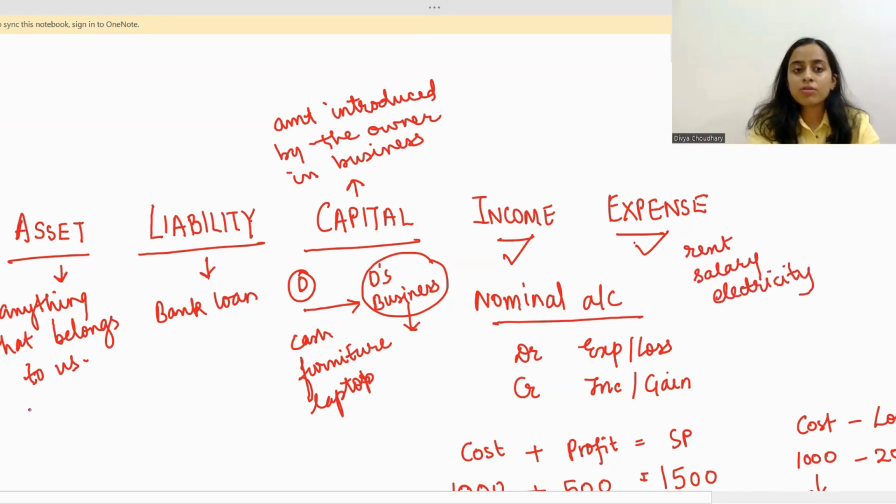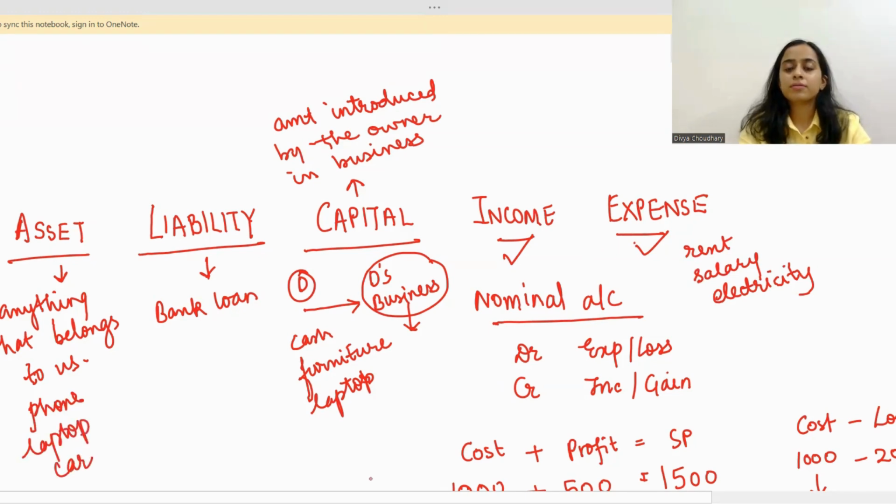What were the examples of asset? My phone, laptop, car. So these are a few examples with the understanding of these 5 terms. I hope it's clear to you. And in the next video, we'll try to connect 3 golden rules of accounting to these terms. I hope that's useful to you.